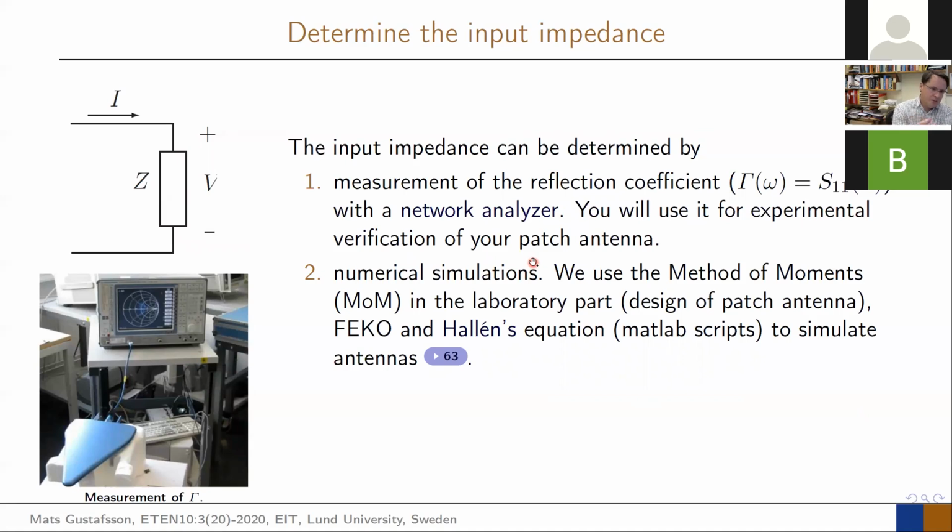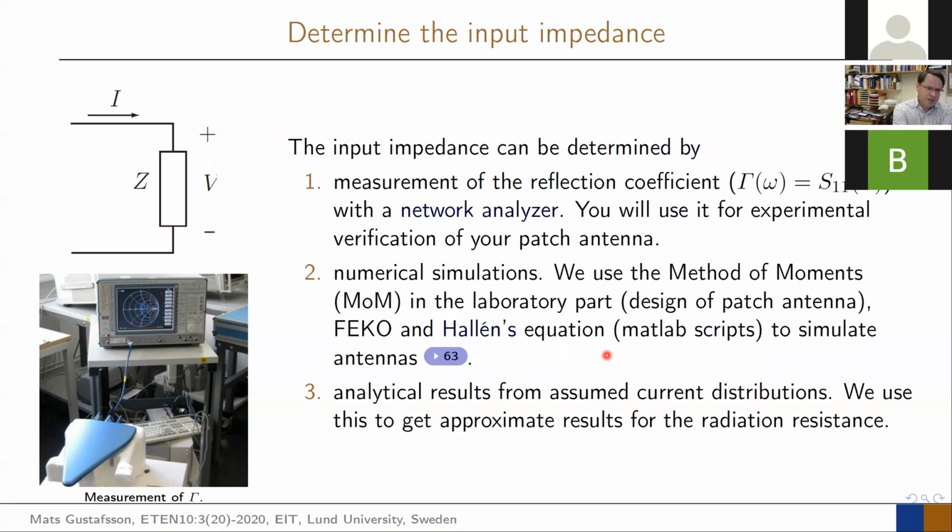We can use numerical simulations. And in FEKO, you will use this method of moments code. There are also MATLAB scripts in Orfanidis, and they're also in these lecture notes, where you can run this in MATLAB. And for some cases, we can use analytical results from assumed current distributions. And we will use that for the radiation resistance. I will show you how to do that today. So those are the 3 different approaches. And right now we will do this one during the lecture. And the next one in the lab, and this one, of course, also on the computer.